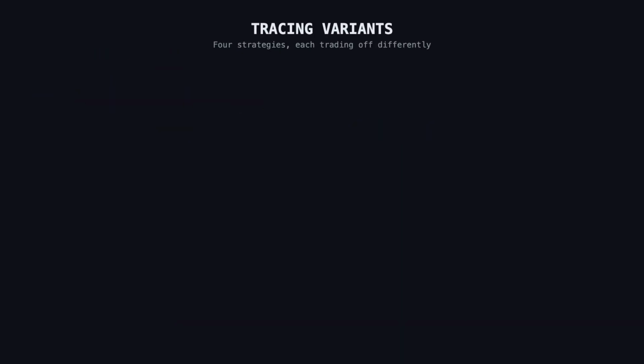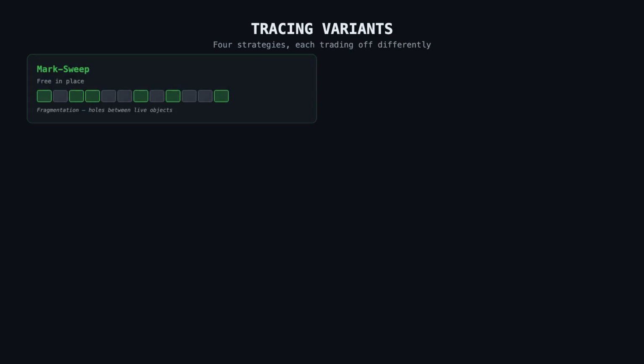Once you commit to tracing, there are a few ways to actually do it, and they trade off against each other. Plain mark sweep marks the live objects and frees the rest in place. Simple, but it leaves gaps. The free memory gets fragmented.